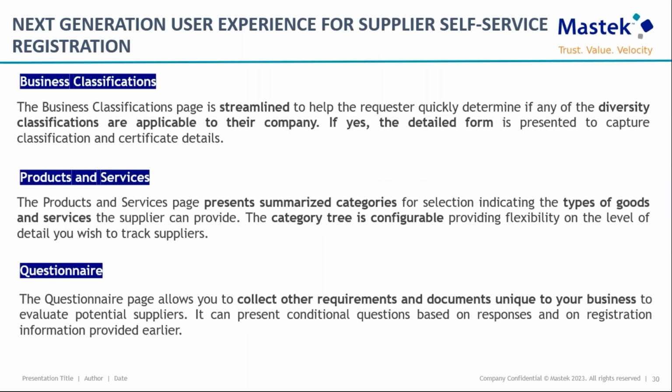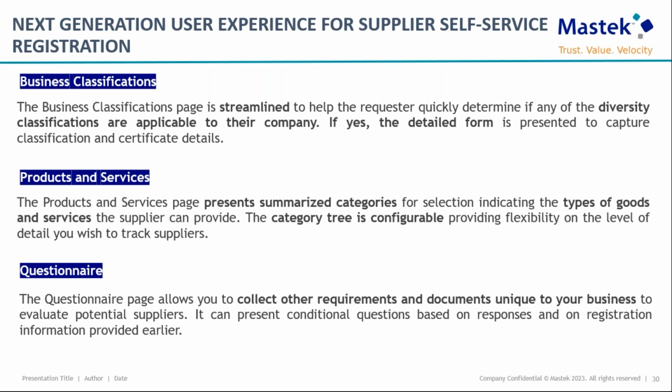The other tabs, other information, that is the business classification. This page has been streamlined to capture all the information that is required, and if there are some business classifications that are not available there, there is already a detailed form available, which will be available to the requester or the supplier to capture all the classification information, including the certification details as well.